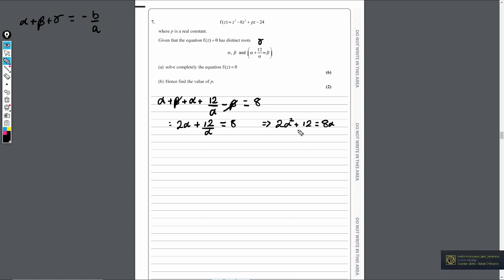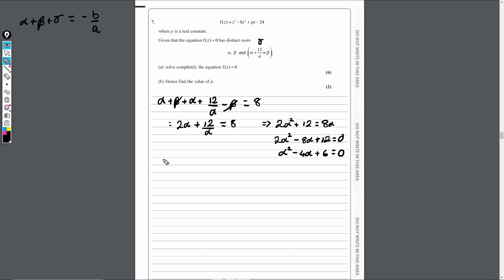Okay, so getting this as a quadratic equal to 0, this is going to be 2 alpha squared minus 8 alpha plus 12 equals 0. Now we can simplify here, dividing each term by 2. So that's alpha squared minus 4 alpha plus 6 equals 0. Here we could have a look if this factorises, but a quick inspection will show you that this doesn't actually factorise. So we're going to have to use the quadratic formula.